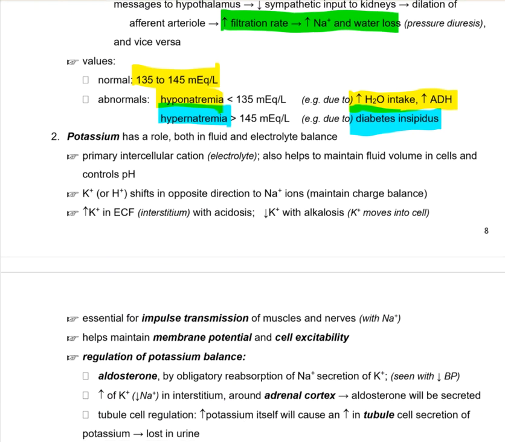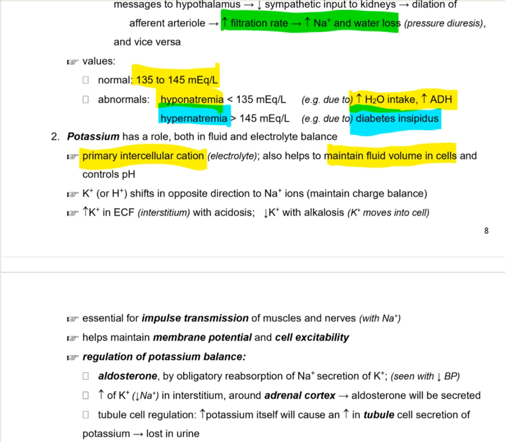Now, potassium has a role also in fluid and electrolyte balance. One is that it's opposite of sodium, right? So it's our primary intracellular cation. So it's going to maintain fluid volume in cells, where sodium maintains fluid volume more in plasma.